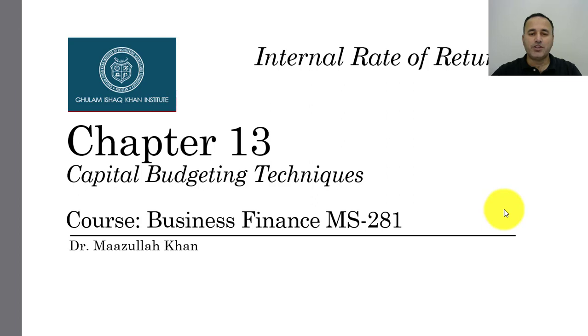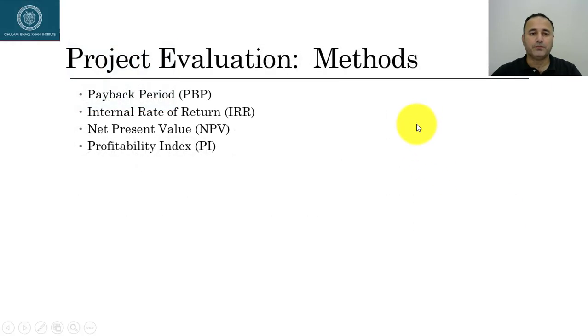Today I will talk about chapter number 13, which is capital budgeting techniques. For project evaluation methods, there are mainly four different methods. One is payback period. The second one is internal rate of return. The third one is net present value, and the fourth one is profitability index.